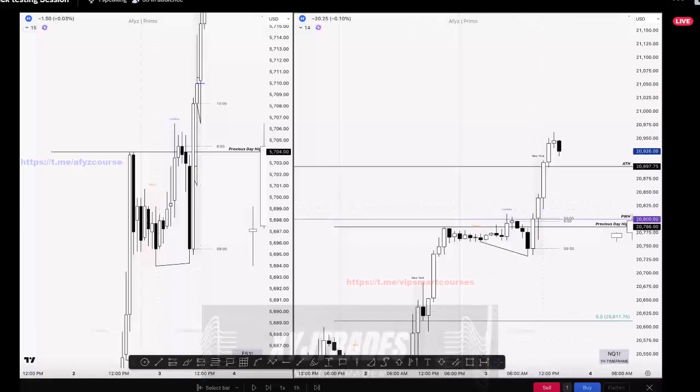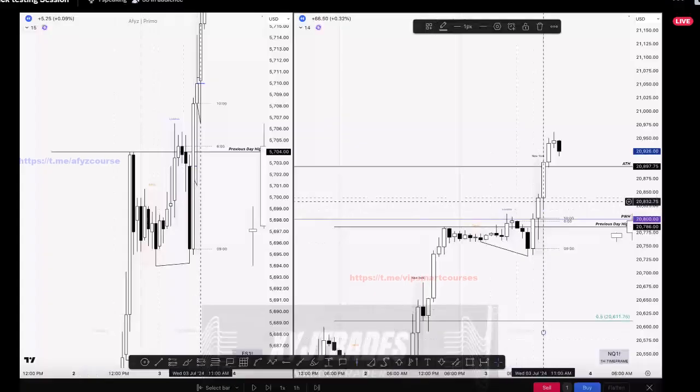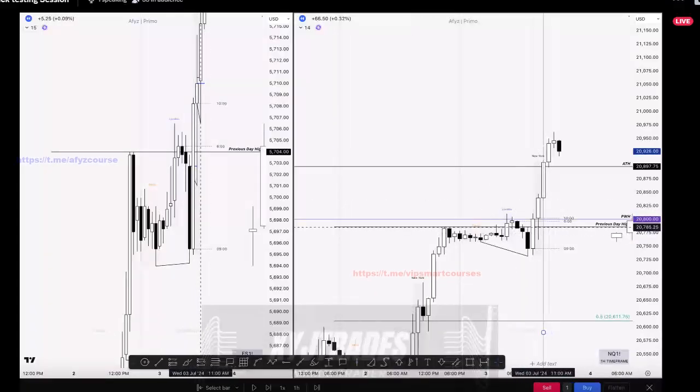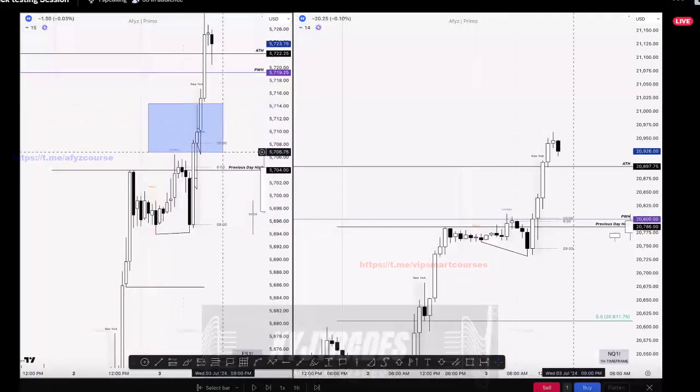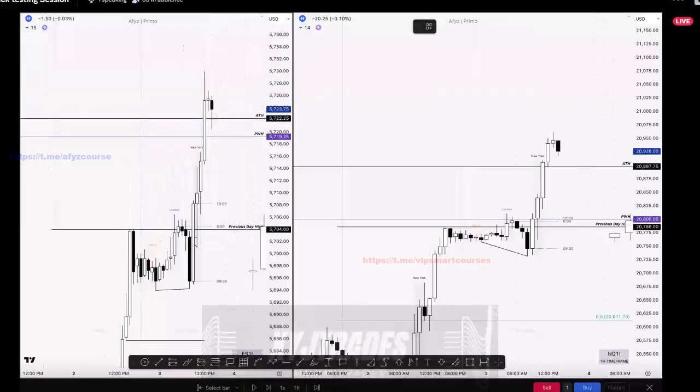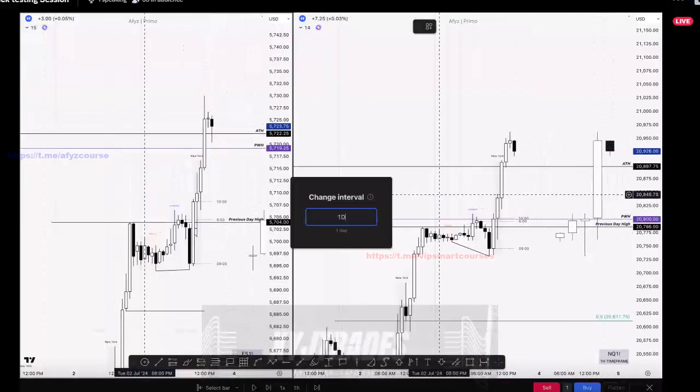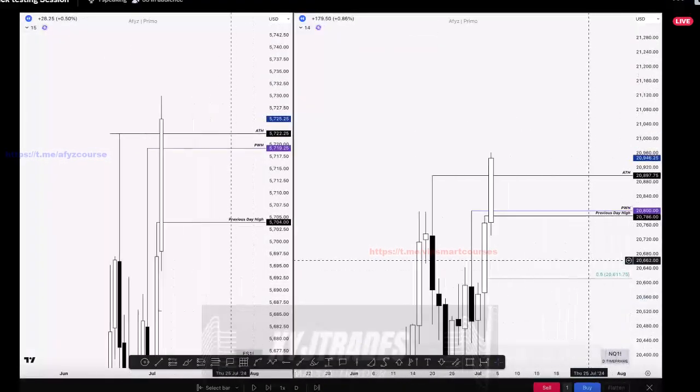Now, for me, where's my hard cutoff, guys? It's right here, 10 a.m. I'm not trading 11 a.m. continuation, 12, 1, 2, not doing that. Okay, so both indices take out all-time high. Let's go to the daily chart, and now let's see what happens on the next day.